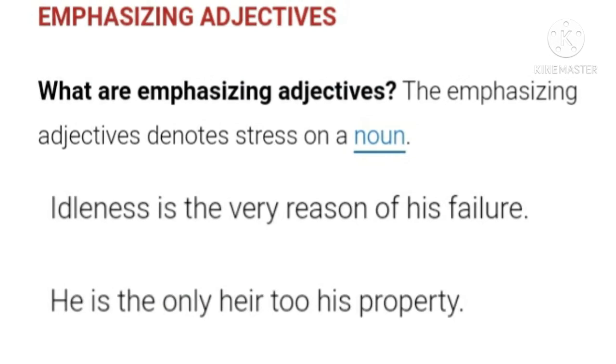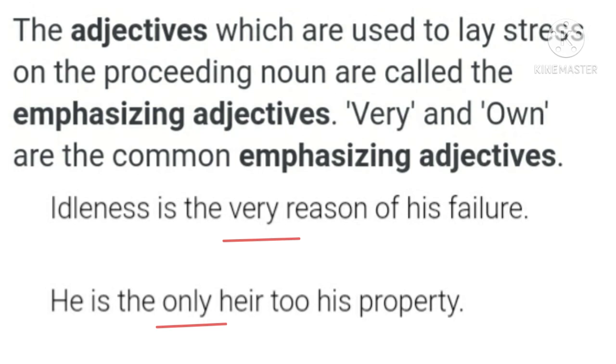Next is emphasizing adjectives. That means the emphasizing adjectives denote the stress on a noun. For example, idleness is the very reason of his failure. He is the only heir to his property. So here very and only are the emphasizing adjectives because they lay stress on the nouns.